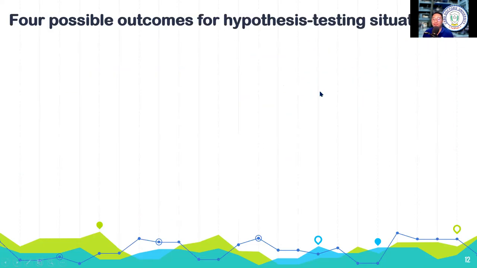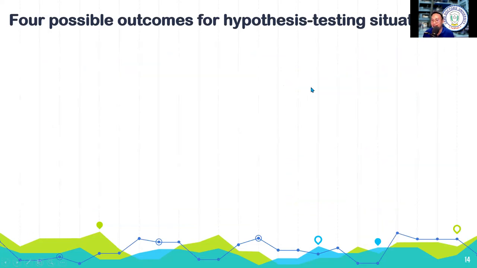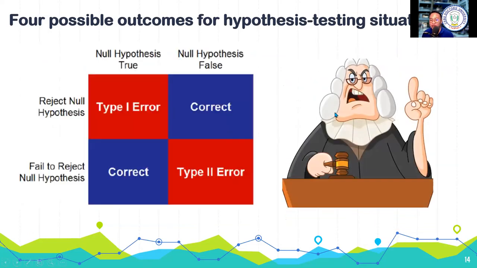So here are the four possible outcomes for a hypothesis testing case. I'm just going to discuss the last item. Type 1 error: the null hypothesis is true, but you reject it.